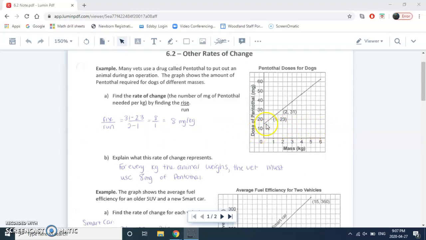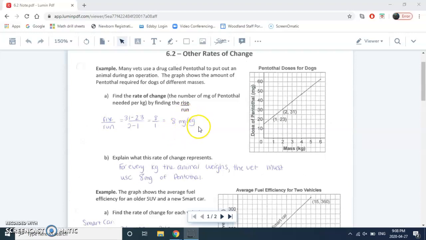All right, so we're going to take two different coordinates. So we're going to go with nice easy numbers. So 1 and 2 for our x coordinates, and then we'll go with our y coordinates from there. So 2 and 31, and 1 and 23. So our rise, again, we're using our y values. So we take our bigger number, 31, and we subtract 23, which gives us 8. And our run, we use our x coordinates, and we again use our bigger one. So 2 minus 1 gives us 1. 8 divided by 1 gives us 8 milligrams per kilogram.